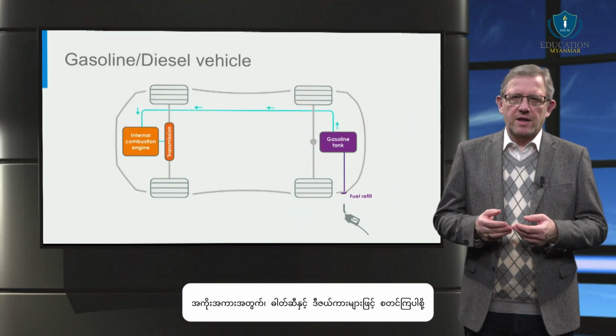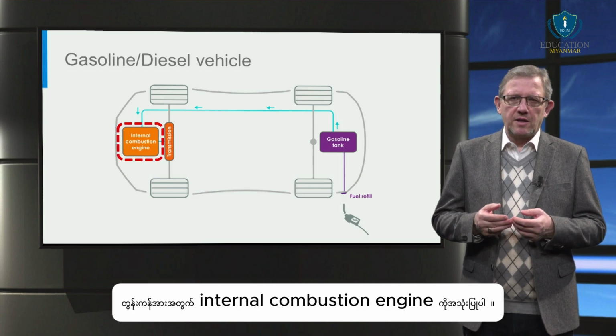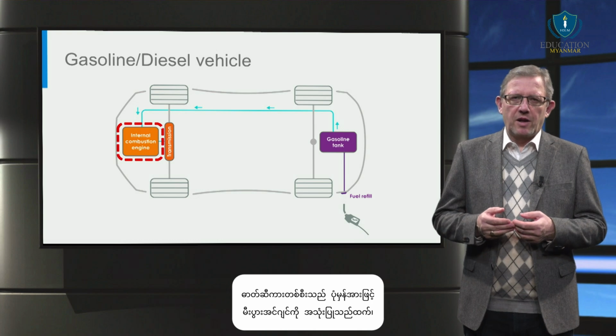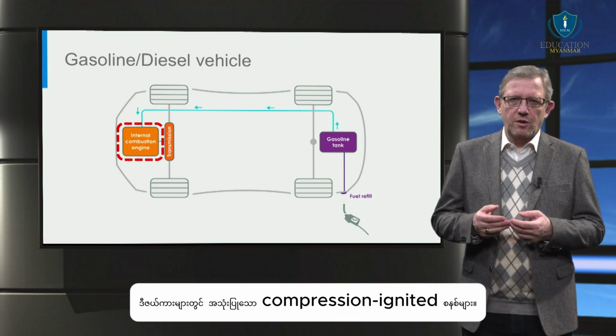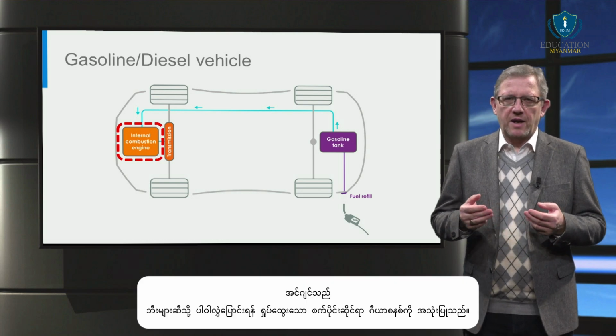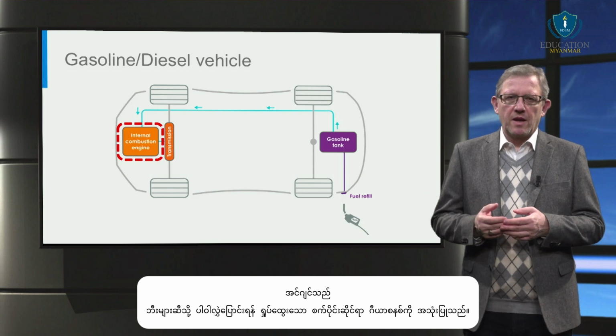For reference, let us start with the gasoline and diesel vehicles that use an internal combustion engine for propulsion. A gasoline car typically uses a spark-ignited engine rather than the compression-ignited system used in diesel vehicles. The engine uses a complex mechanical transmission system to transfer power to the wheels.